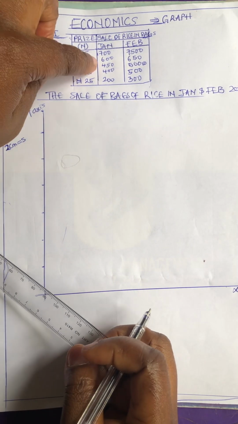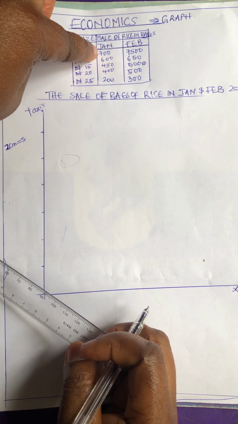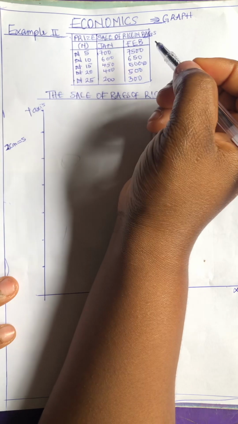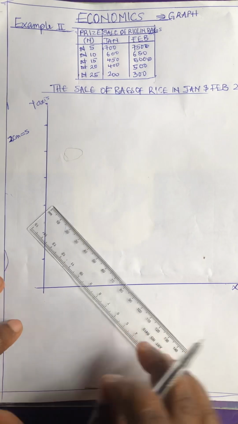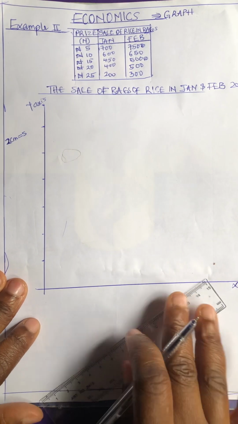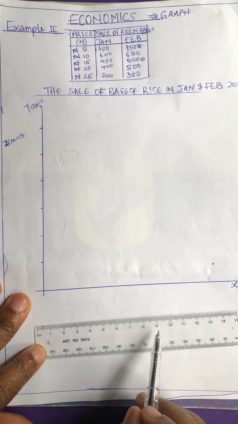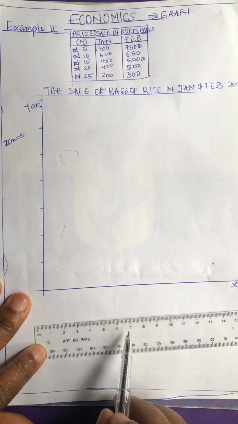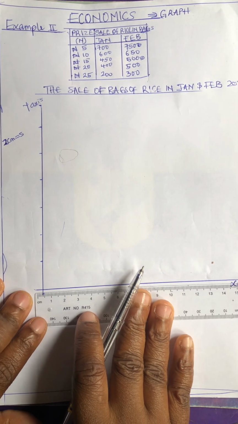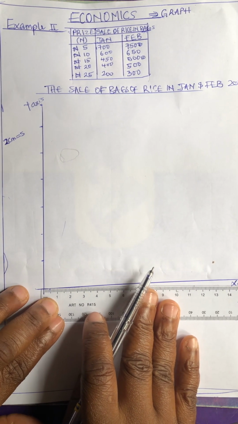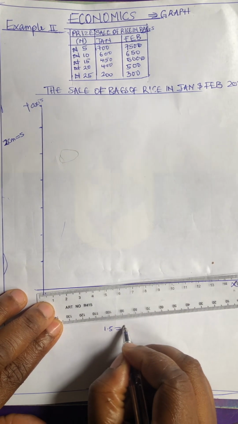That's prices done. For the highest value under February and January, that is 750. So that will be about 8. Let us use the same 2 centimeters. Will it go? 1, 2, 3, 4, 5, 6, 7, 8. 1, 2, 3, 4, 5, 6. So that wouldn't go. So let's use 1.5 to represent 100.